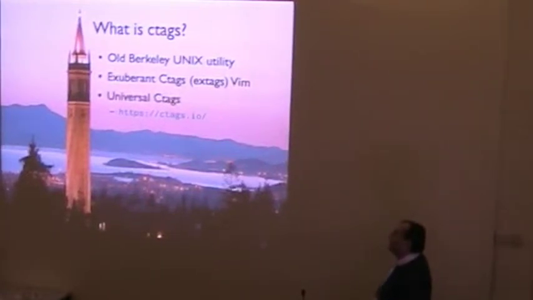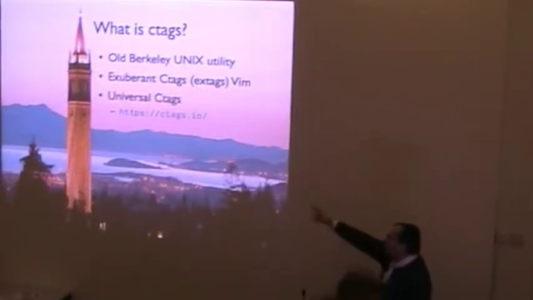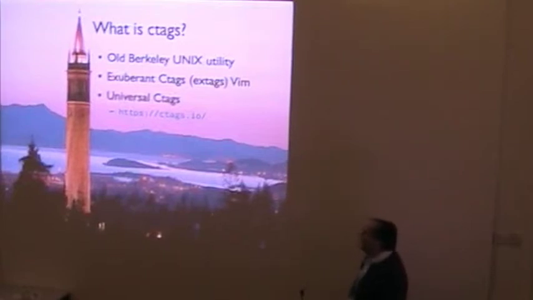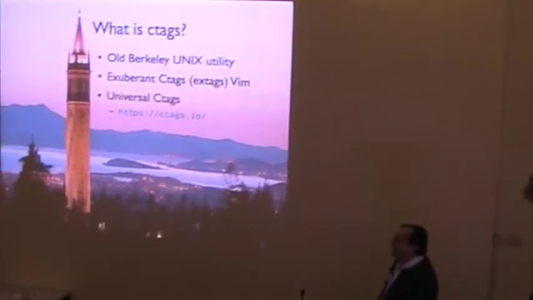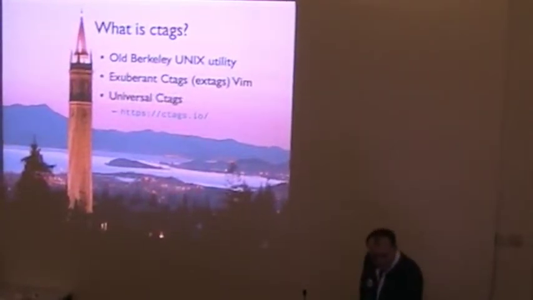C tags, as the name suggests, were originally related to the C programming language. It's an old Berkeley utility, so there's a picture here of the tower in Berkeley where BSD and VI and a lot of the Unix stuff came from. So tags, it's a very simple text file. I'll just show you an example of it.